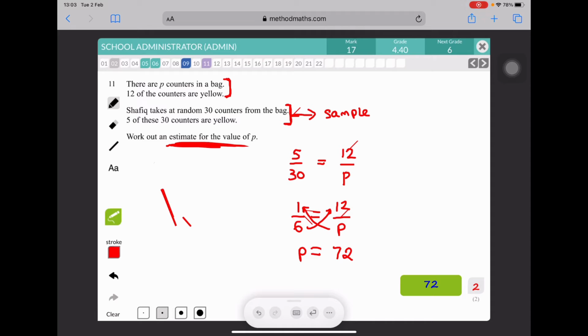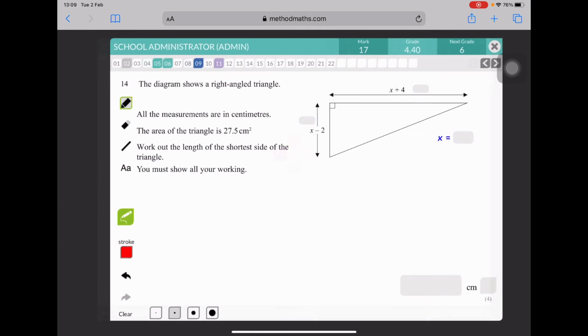Question 14 is next. Now, I'm pretty sure we've seen this question before in class, actually. A problem-solving question involving the area of a triangle. So let's use our knowledge of the area of a triangle. We know that the area of a triangle is equal to half multiplied by base times height. So base is x plus 4.